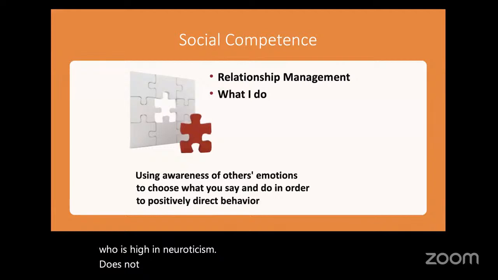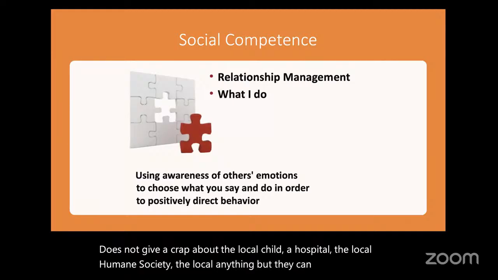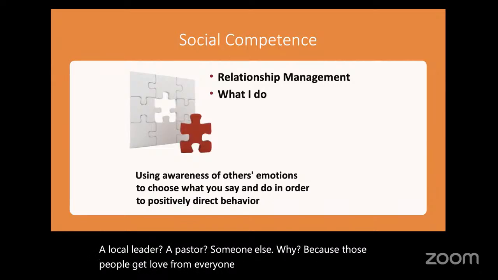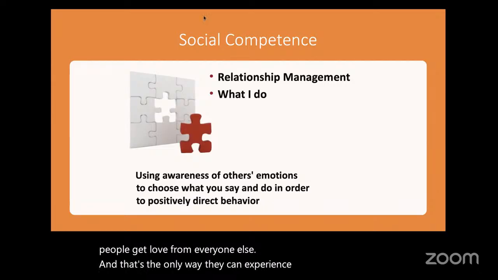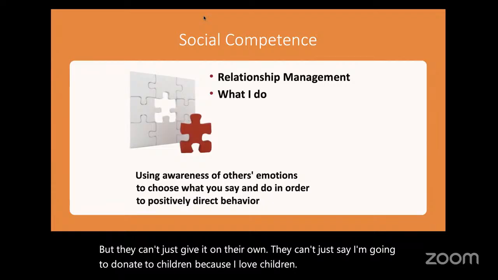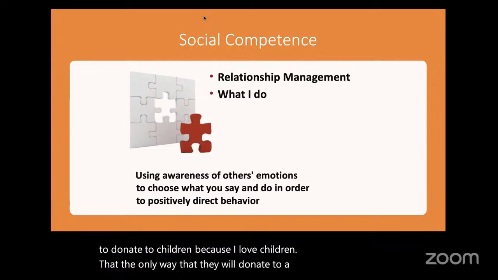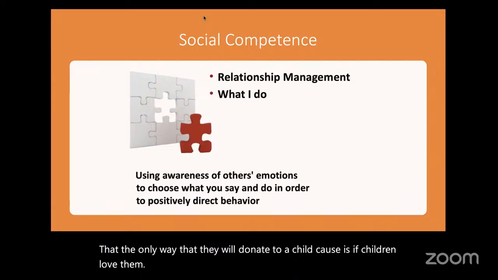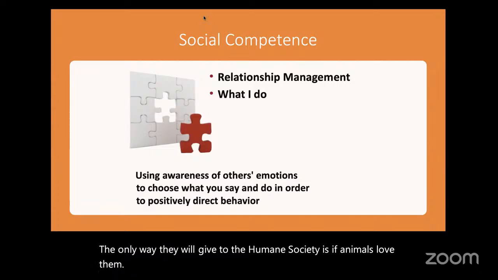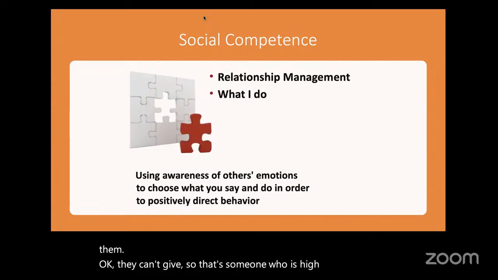They do not give a crap about the local child hospital, the local humane society, the local anything. But they can be a local leader, a pastor, someone else. Why? Because those people get love from everyone else. That's the only way they can experience love and joy, if they get it from everyone else. But they can't just give it on their own. They can't just say, I'm going to donate to children because I love children. The only way that they will donate to a child cause is if children love them. The only way they will give to the Humane Society is if animals love them. They can't give. So that's someone who is high in neuroticism.